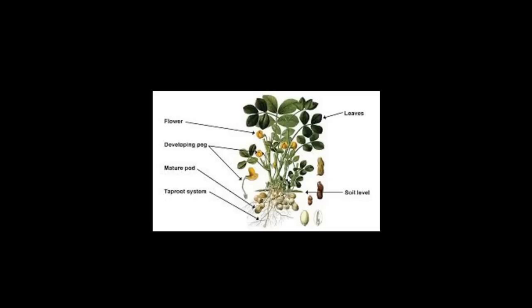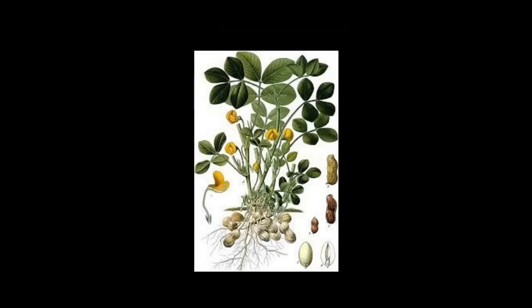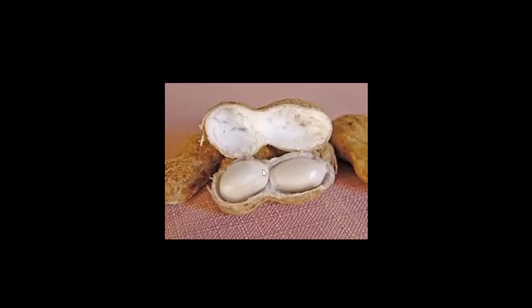So this is what it looks like. You can see the flowers and then the seed. So let me show us a clearer picture. You can see this one here. You can see the plant, and you can see the pod that has the seed in it. This is what the pod looks like. You can see the pod. I'm sure you are familiar with this.